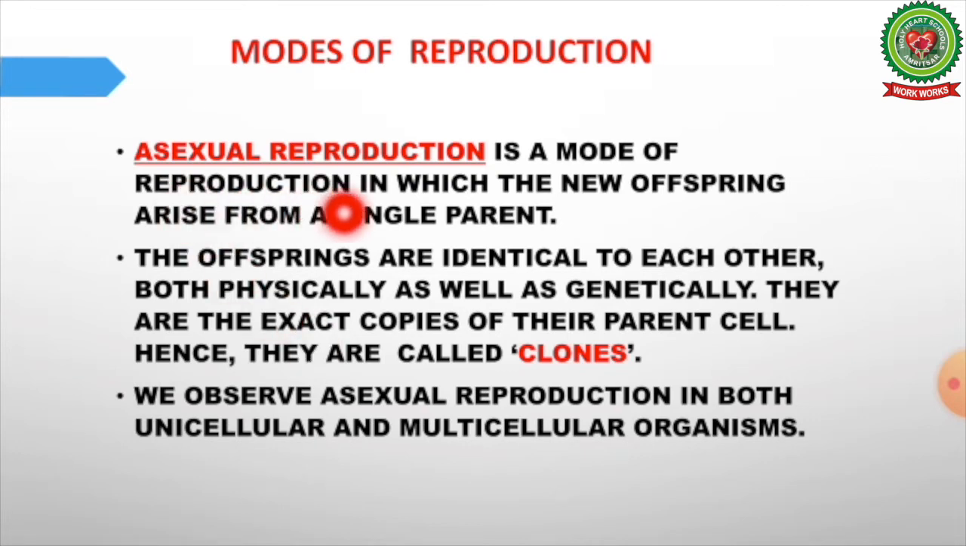Asexual reproduction is a mode of reproduction in which the new offspring arise from a single parent. The offspring are identical to each other, both physically as well as genetically. They are the exact copies of their parent cells. Hence, they are called clones. We observe asexual reproduction in both unicellular and multicellular organisms.